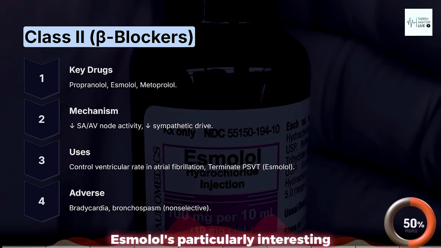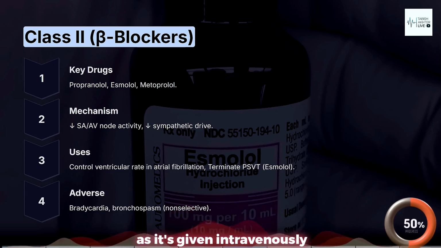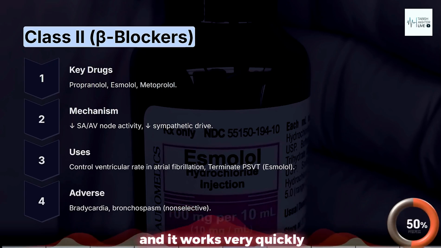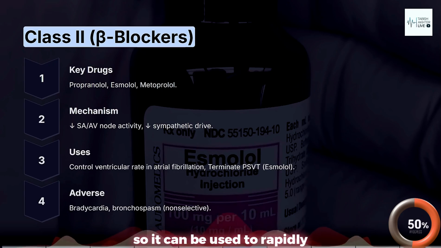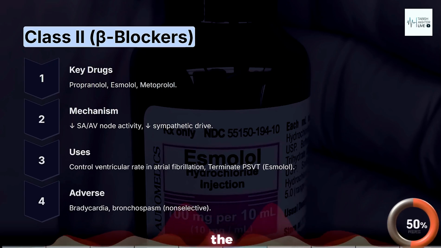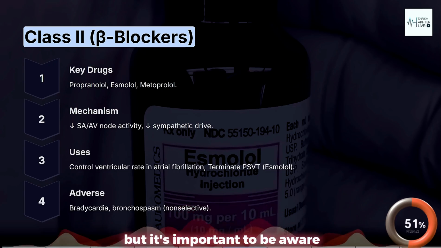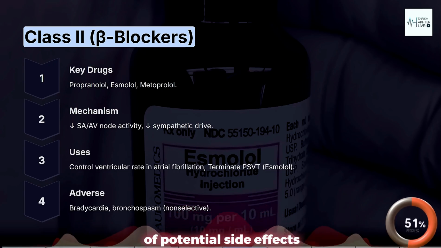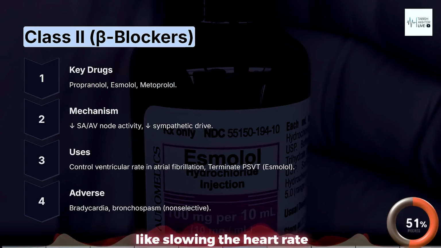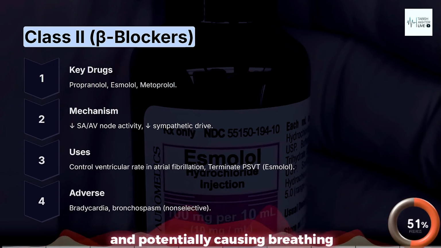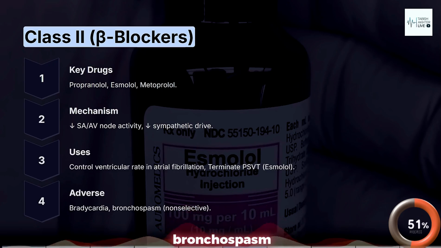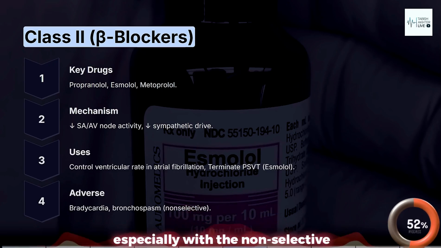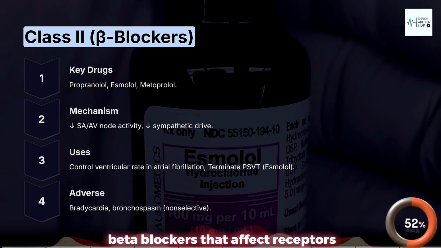Yes, esmolol is particularly interesting as it's given intravenously, IV, and it works very quickly, so it can be used to rapidly stop PSVT. The fast-acting one. Right. But it's important to be aware of potential side effects like slowing the heart rate too much, bradycardia, and potentially causing breathing difficulties, bronchospasm, especially with the non-selective beta blockers that affect receptors elsewhere in the body too.